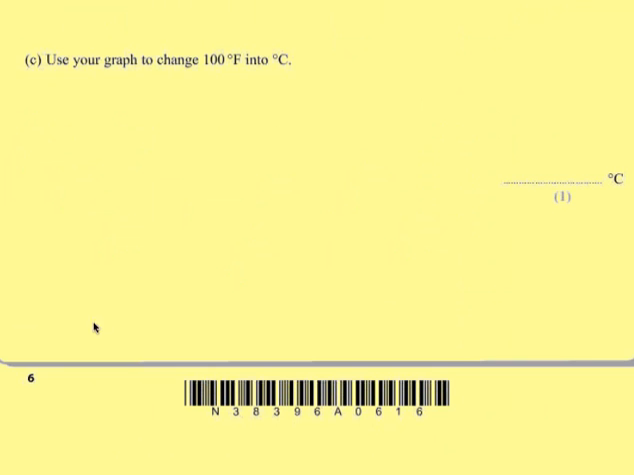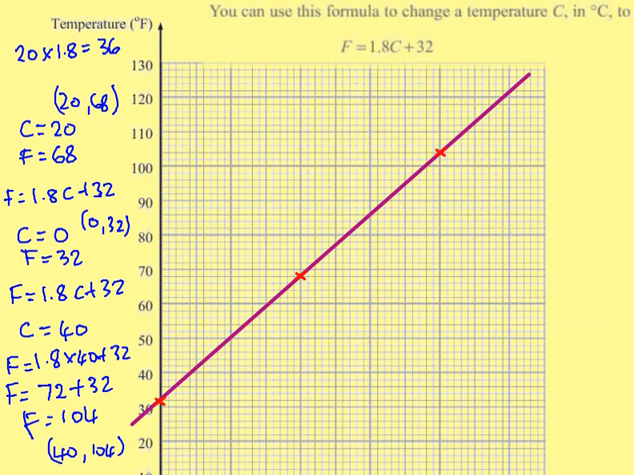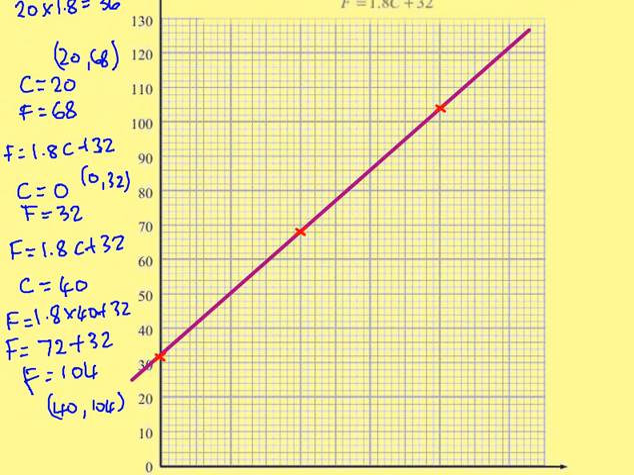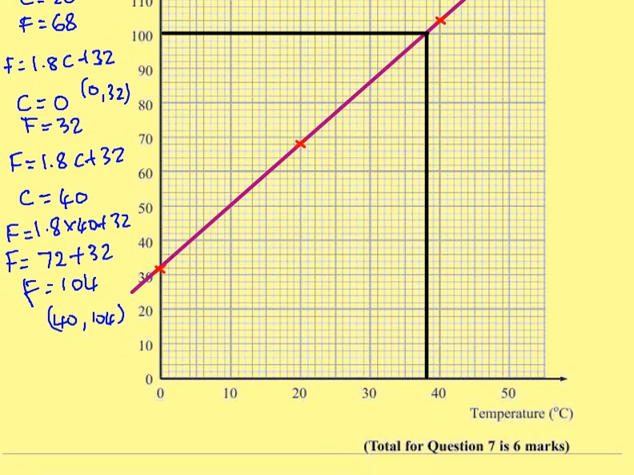Now the last part of the question asks me to use my graph to change 100 degrees Fahrenheit into centigrade. So I'm simply going to use my graph. I'm going to draw a horizontal line across from 100 to where it intersects my graph, and then I'm going to draw a vertical line down where it meets the conversion graph, the purple line, and I'm going to measure off on the bottom axis to get that value of 38 degrees centigrade. So when Fahrenheit is 100, the centigrade is 38 degrees centigrade.